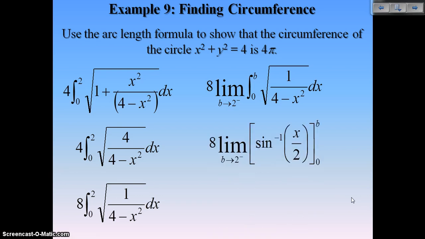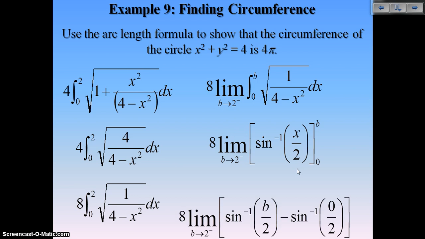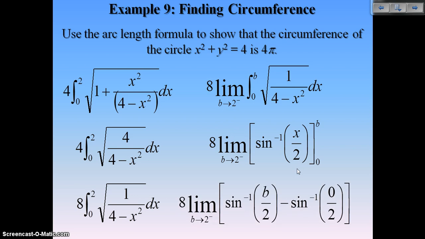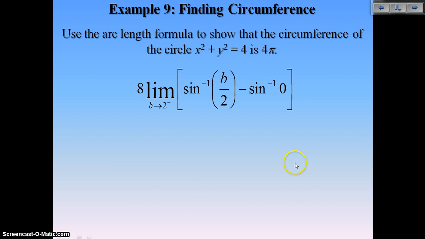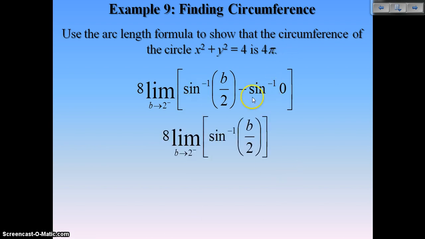This is an arc sine formula right here. Square root of 1 over 4 minus x squared. The antiderivative of that would be arc sine of x over 2. Again, I'll refer you back to your arc sine and arc cosine and all those formulas that we had quite a while back. We can plug in our b and our 0, and we have this. Arc sine of 0 here, arc sine of b over 2 here. Now the arc sine of 0 is just 0. It's gone. And now I have this.